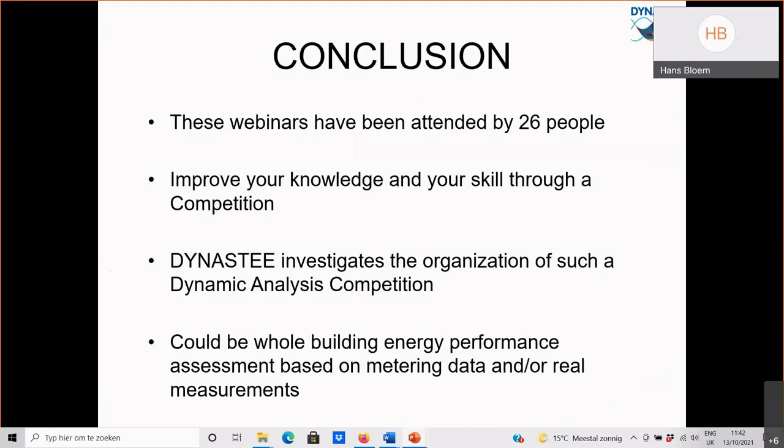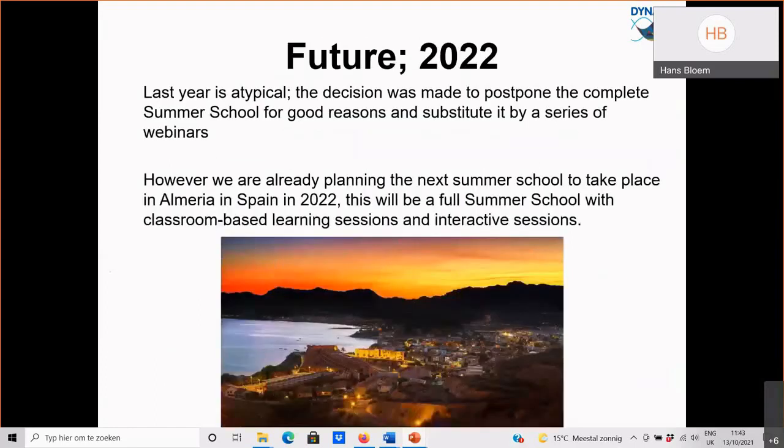So this competition that I mentioned, we are thinking of organizing such a competition again. That will be the third or the fourth competition that we organize. It might be this time that we will deal with metering data and with whole building measurements for analysis. But again, you will find that out on our website.